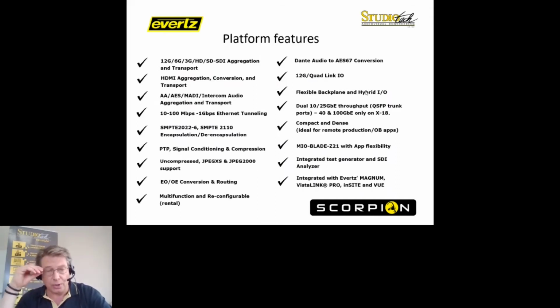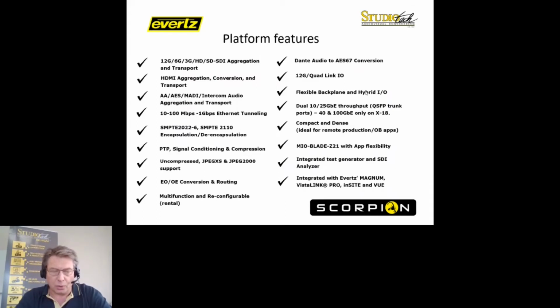In terms of audio, we support every audio which is analog, AES, MADI, and Dante. We also can generate over the same trunk line from Scorpion a LAN connection, which can be 10, 100, or 1 gigabit tunneling. At the same time, when you add a plus net adapter, then we can do encapsulation and decapsulation as SMPTE 2110 and 2022. It handles as well PTP.